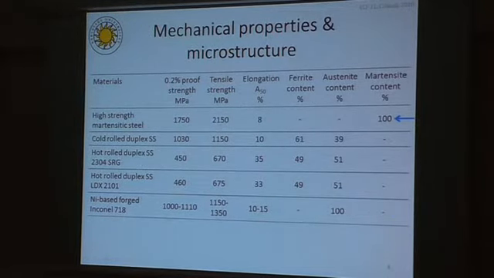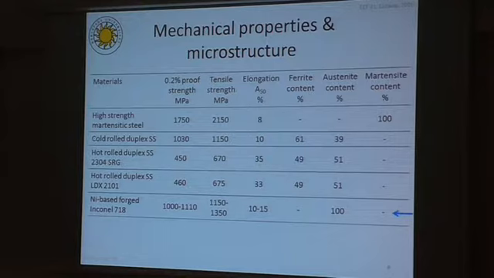In the same way, the microstructure and the mechanical properties have a good variation among the tested materials. The high strength martensitic steel is 100% martensitic material. The cold rolled duplex stainless steel grade contained 60% austenite and 40% ferrite. The two hot rolled duplex stainless steel grades contain approximately 50-50 austenitic-ferritic microstructure, while the nickel-based superalloy Inconel 718 is 100% austenitic material.